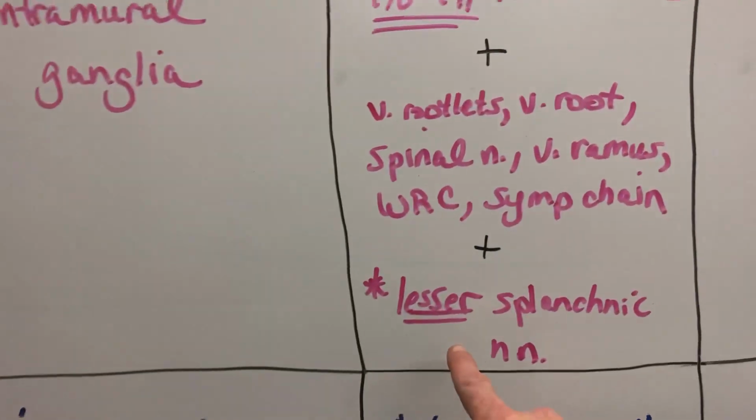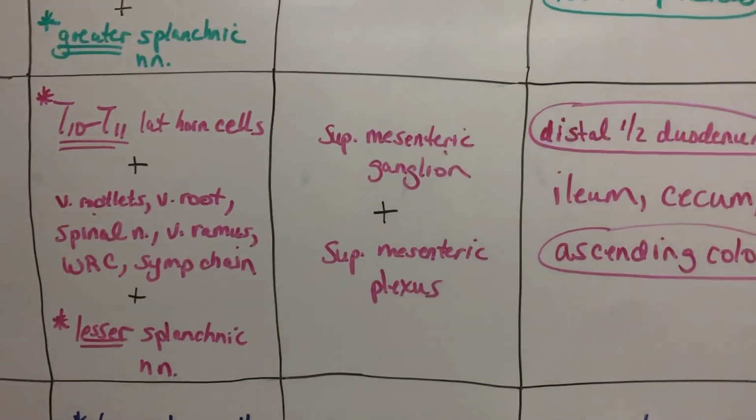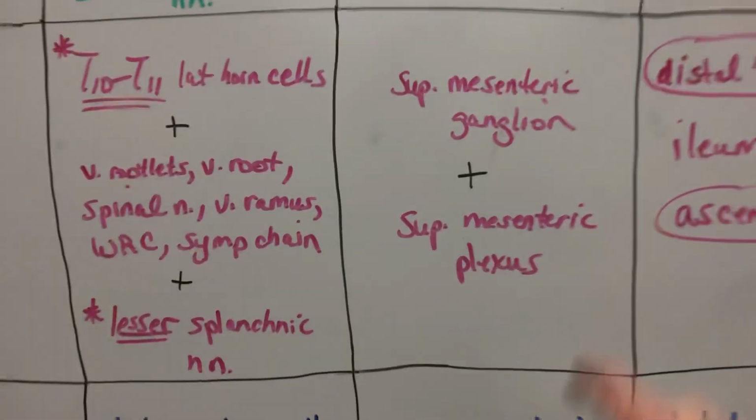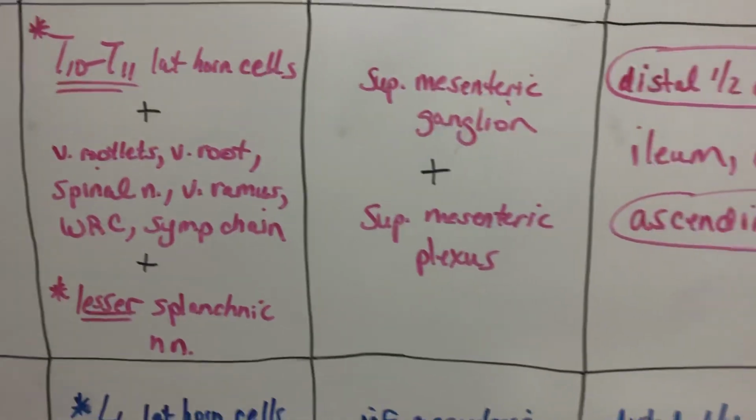We then use the lesser splanchnics to head over to our ganglion. Our postsynaptic ganglion is called the superior mesenteric ganglion. Remember, the O in ganglion is for post. Pre comes from a nucleus.